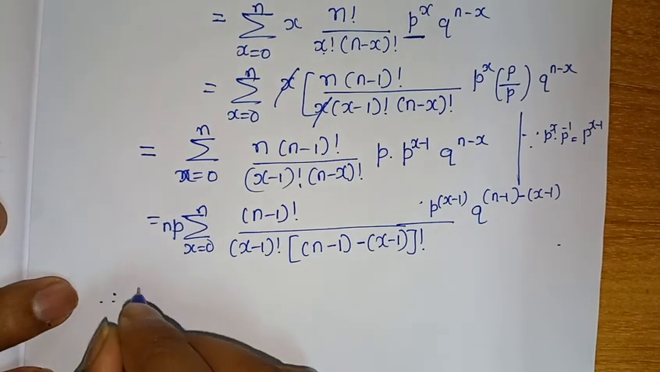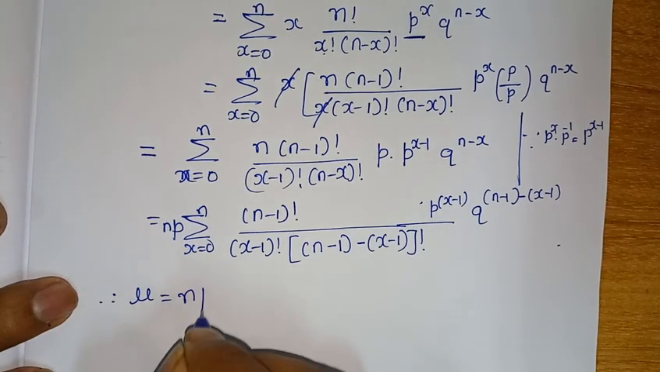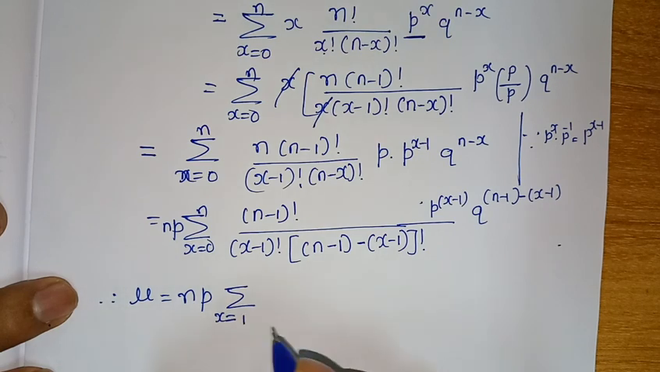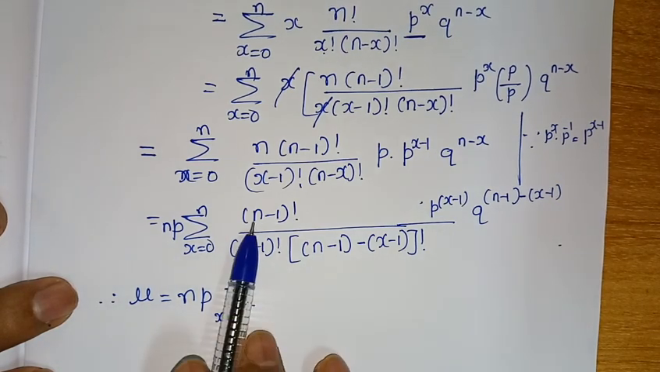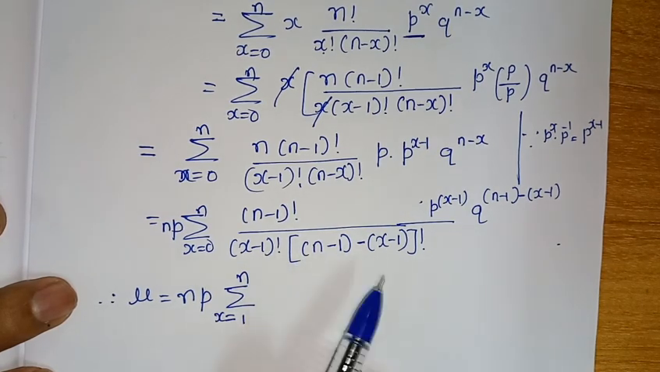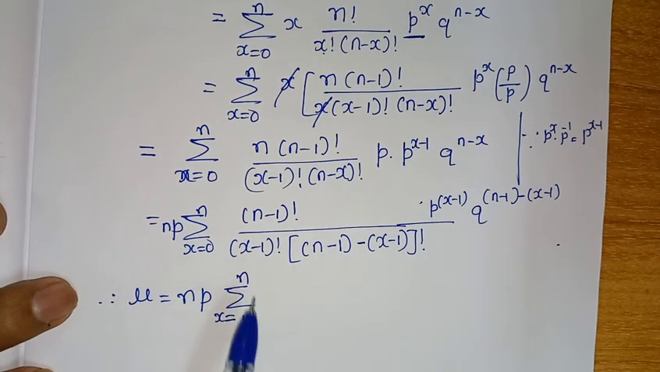Therefore, if I write mu equal to np, what are we left with? Summation x equal to 1 to n, because if I take 1 here it becomes 0. So that is the reason we started the summation from 1. If you take x equal to 0, then x minus 1 is negative, so this series does not hold good for x equal to 0. Negative values we may get like that. So we started with x equal to 1 here.